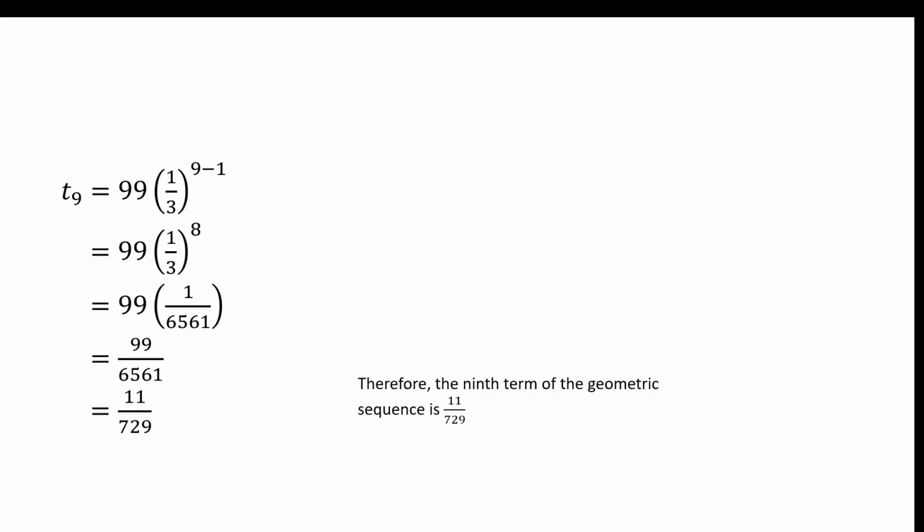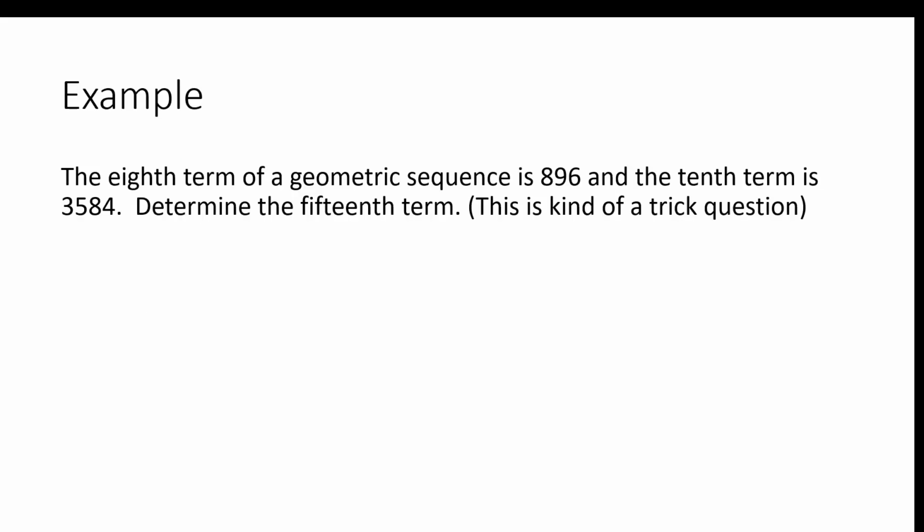Now, to find out what the 9th term of the sequence is, we'll use our original expression for Tn. We'll sub in a 9 for n, and we'll end up with 99 over 6,561. And of course, it goes without saying we should always reduce our fractions. The 9th term of the geometric sequence is 11 over 729.